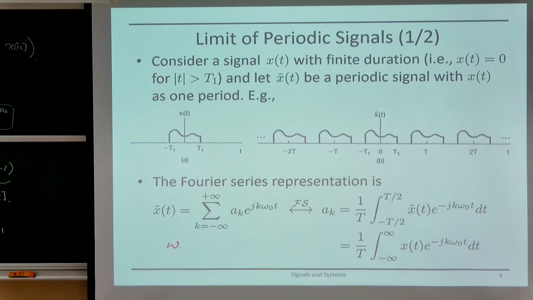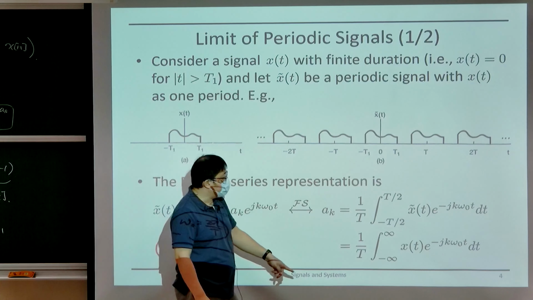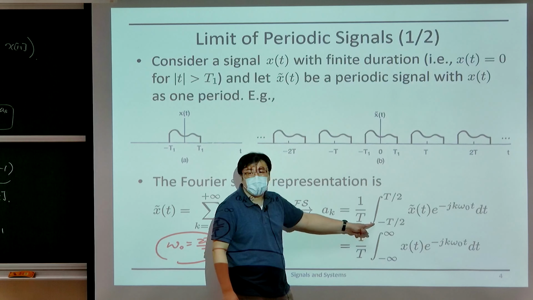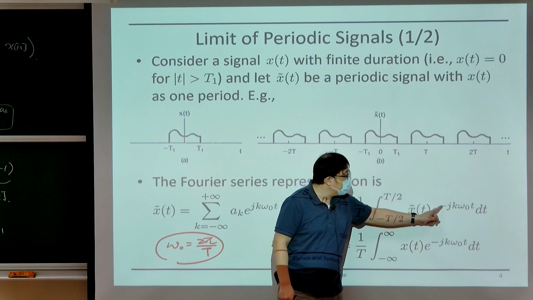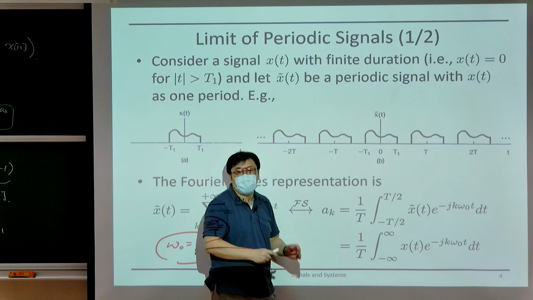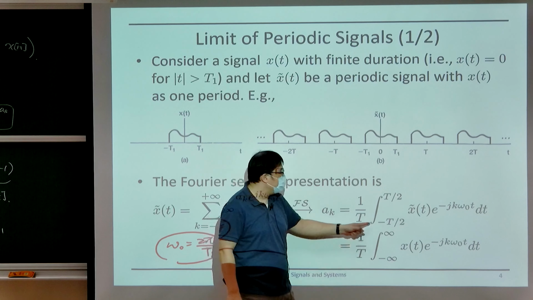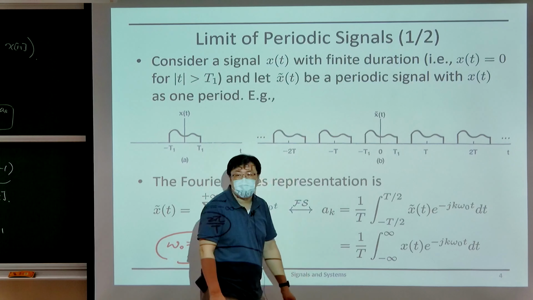So here omega naught is 2 pi over capital T. And how do we find the coefficients? We find it by taking 1 over T, the integral of the periodic signal x tilde of t, times e to the minus j k omega naught t, integrated over one period. It doesn't really matter which period we're looking at, but just integrated over one period.